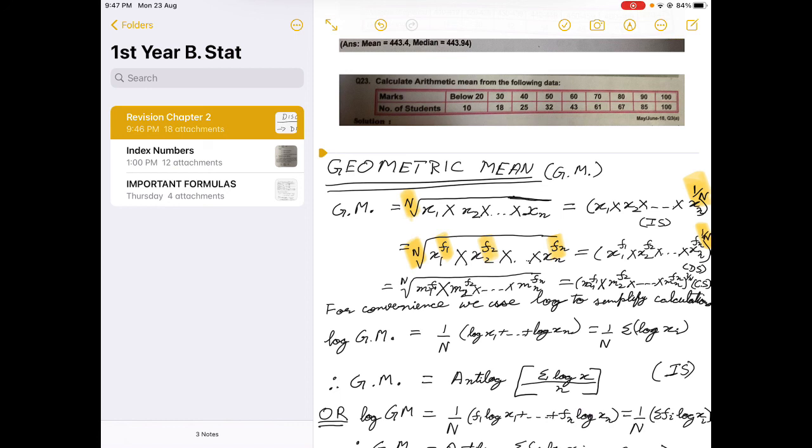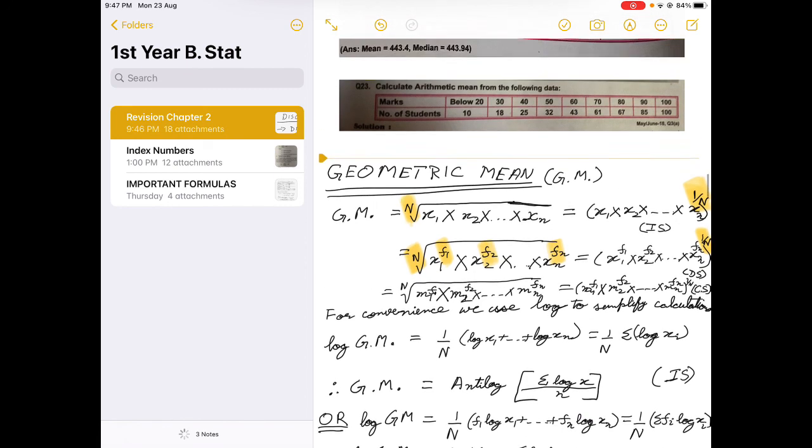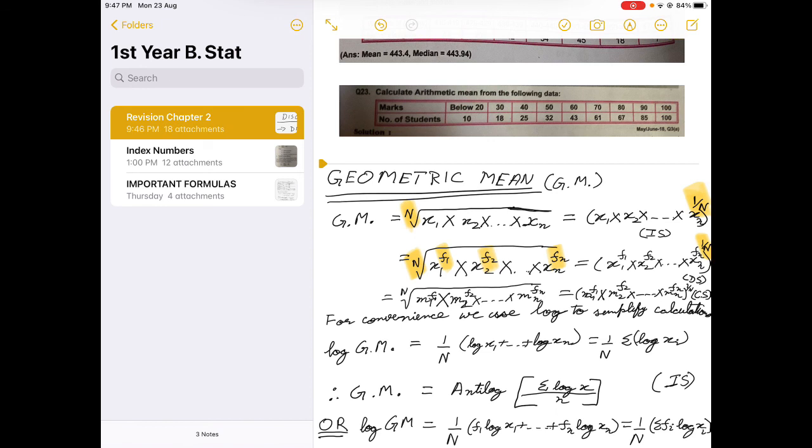Now when we take log, this makes life easier for us, which we will see below. But for the continuous series, the geometric mean formula is you take the mid value of each class interval and then take it to the power of the frequency. So m1 to the power f1, m2 to the power f2, and so on until mn to the power fn, and the nth root. So here we are taking each mid value to the power of its frequency. This is for the continuous series.